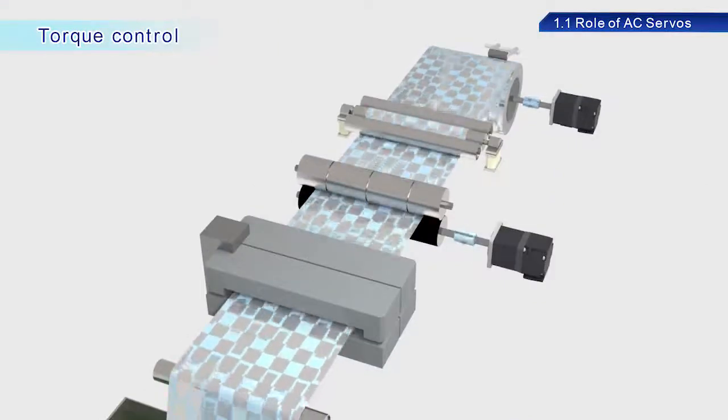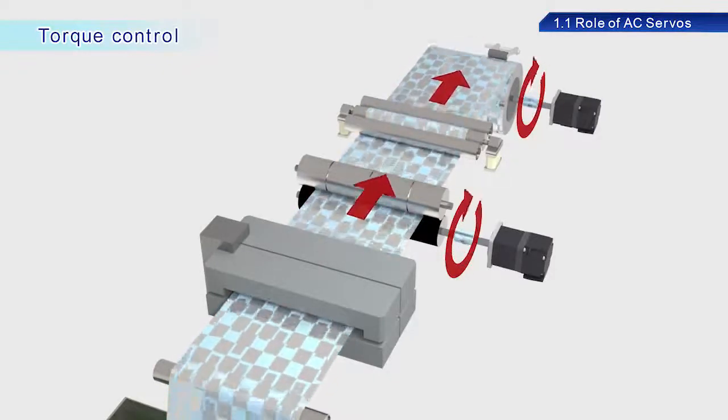AC servo torque control ensures that paper is pulled and stretched evenly, so that there are no wrinkles or sagging on the print surface.